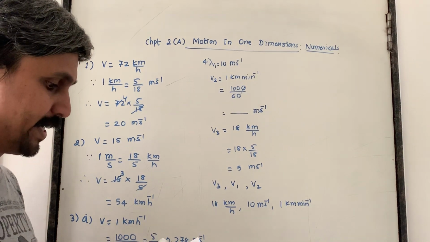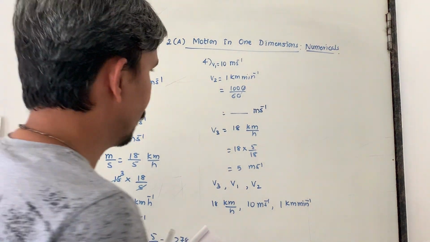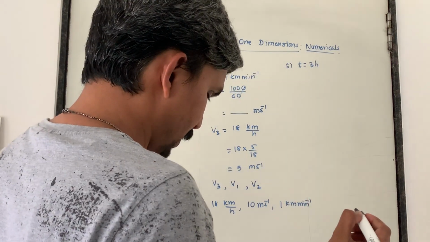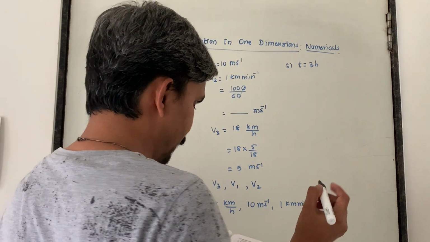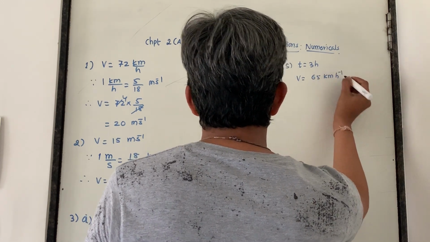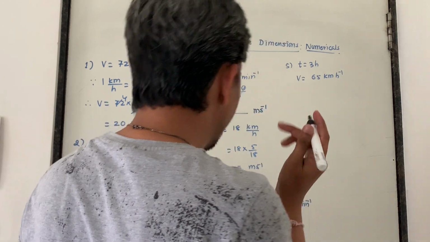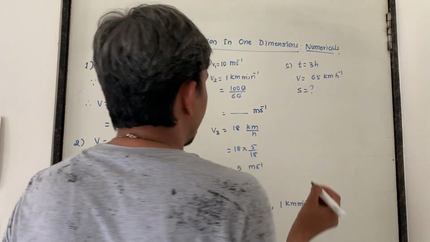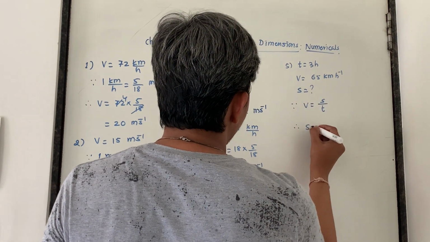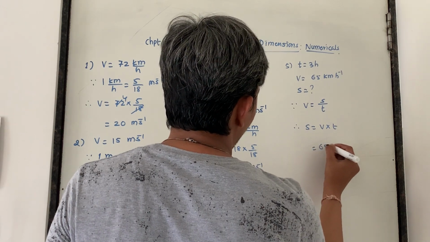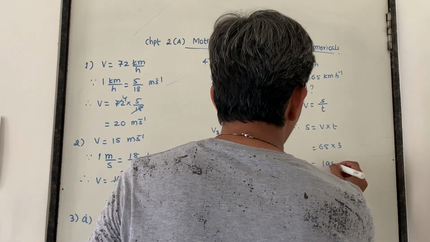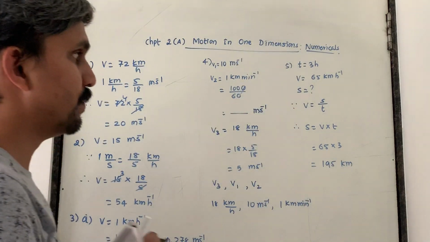Fifth one, a train takes 3 hours to travel from Agra to Delhi with a uniform speed. So in the fifth question, time is given which is 3 hours, and V is given, that is 65 kilometer per hour, right? Find the distance between these two cities, let S be the distance or displacement. Now since V is equal to S upon T, S is equal to V into T, 65 into 3, that comes out to be 195 kilometer, right?